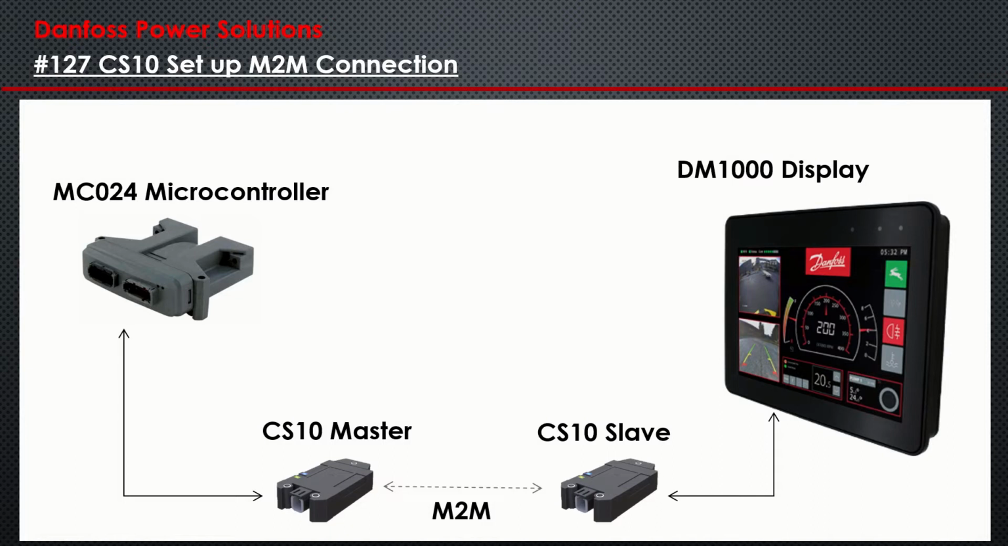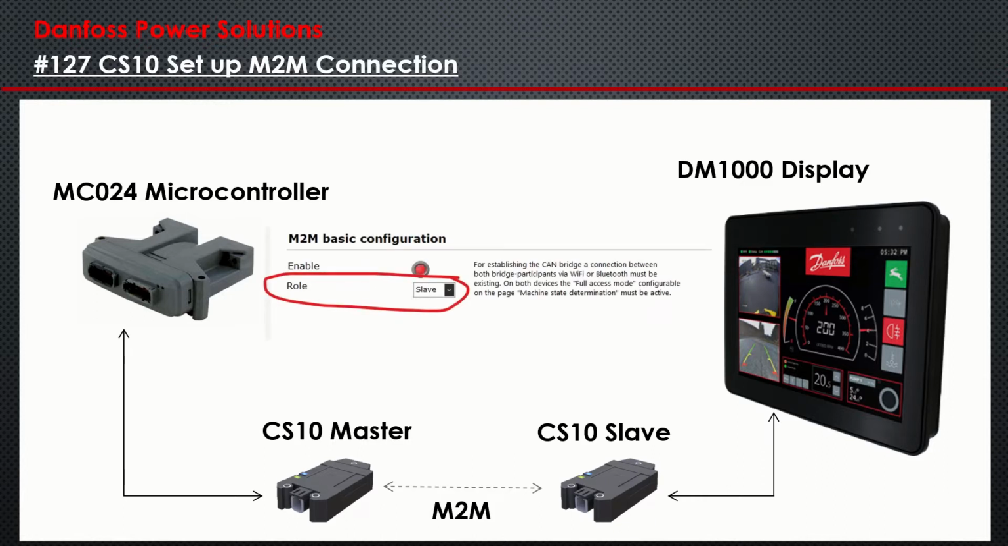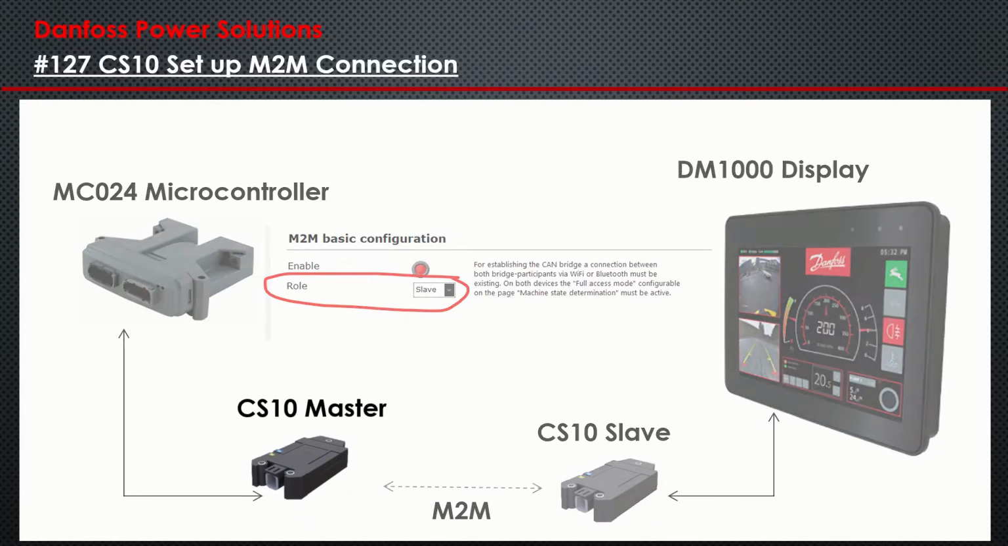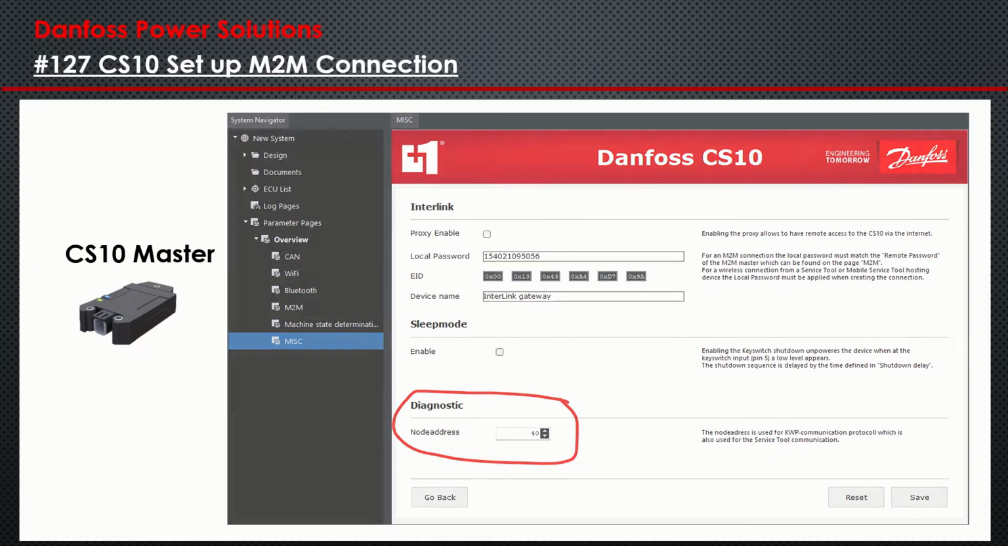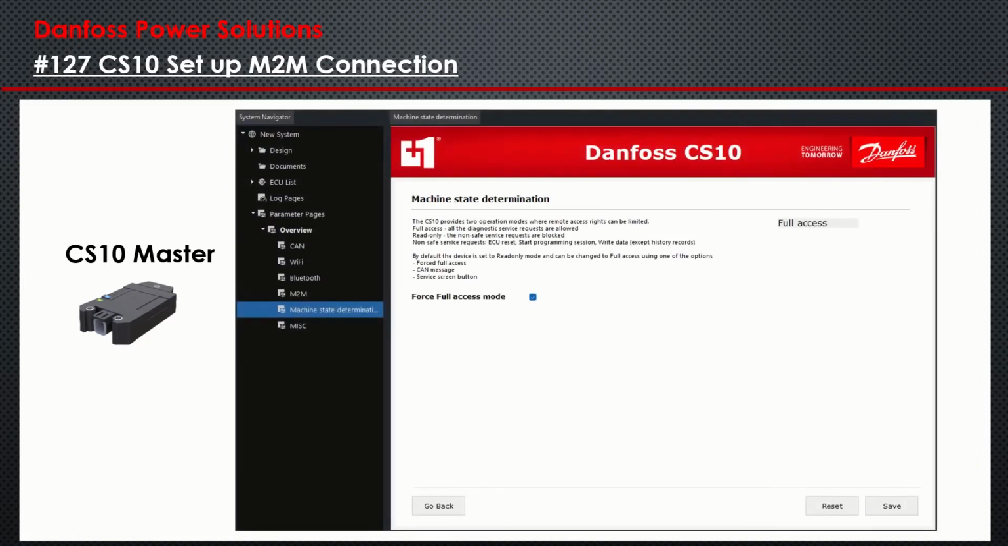Regardless of if you have configured the CS10 devices for Wi-Fi or Bluetooth, for a successful M2M configuration, one device needs to be configured as a master or manager, and the other one as a slave or server, using the role field. Starting with the manager CS10, you can do as Torge did and keep the default node address, which is 40. Check the operation mode is in full access mode, which you can check on the machine state determination page, and save the settings if needed.